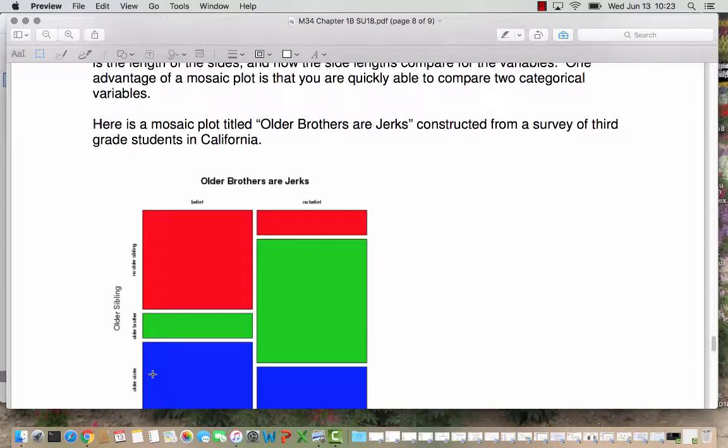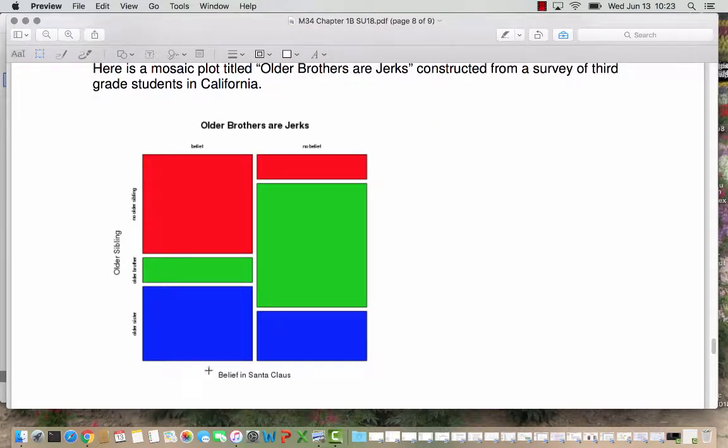So here's a mosaic plot that is titled Older Brothers Are Jerks, and it's constructed from a survey of 3rd grade students in California. So down here on the x-axis, we've got belief in Santa Claus. So this column here is students who believe in Santa Claus, and this is students who do not believe in Santa Claus. Over here on the y-axis, we have older siblings. So we've got the answer choices of having an older sister, an older brother, or no older sibling. And then I'm not sure how they did students who had both an older sister or an older brother. So I don't know how they were counted. Maybe they got 1 vote in each.